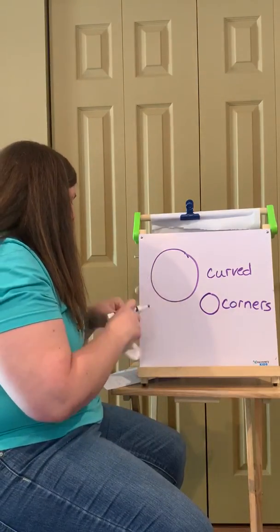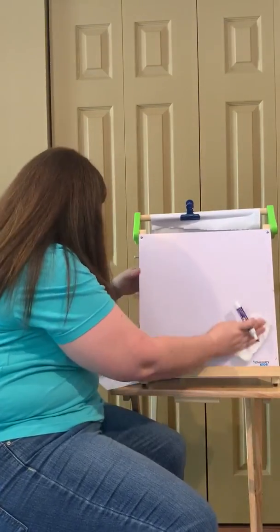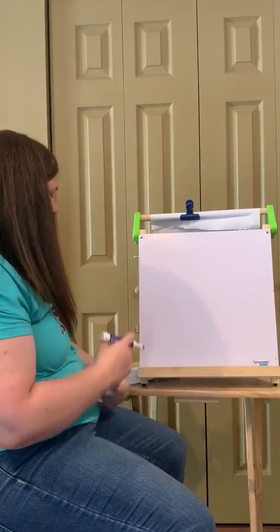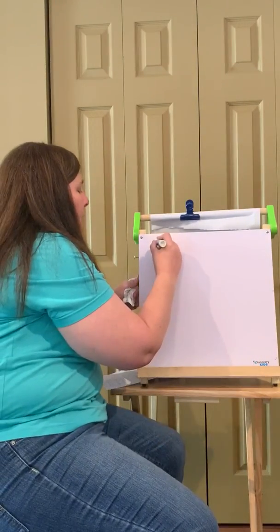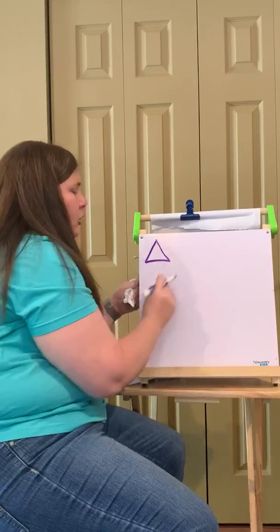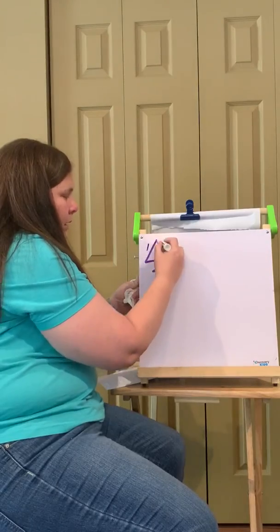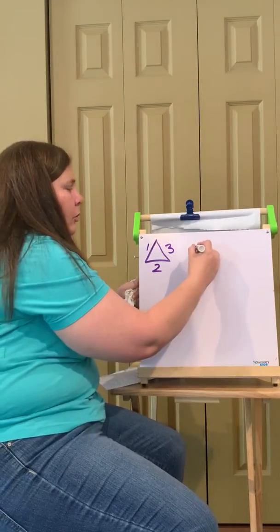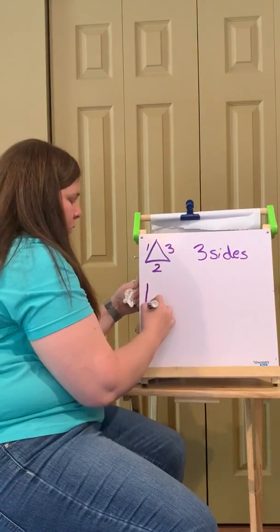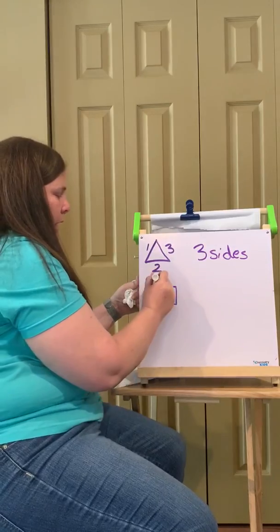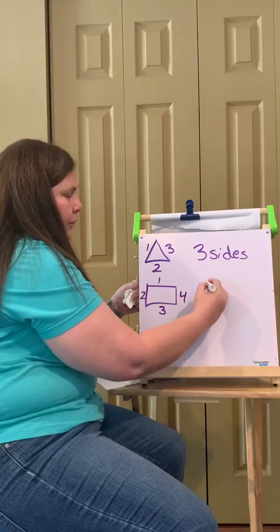All right, the last attribute that I want to talk about is sides. Now, a side is just a straight line. So if I'm looking at this shape, I see here's one side, here's one side, here's one side. So that has 3 sides. If I'm looking here, I have 1, 2, 3, 4. 4 sides.